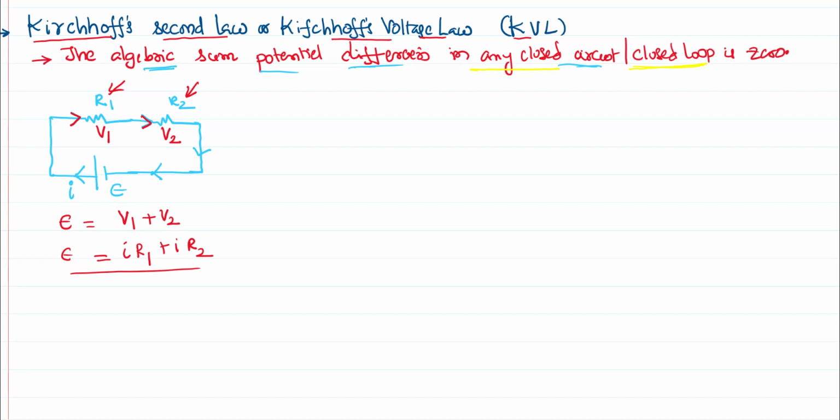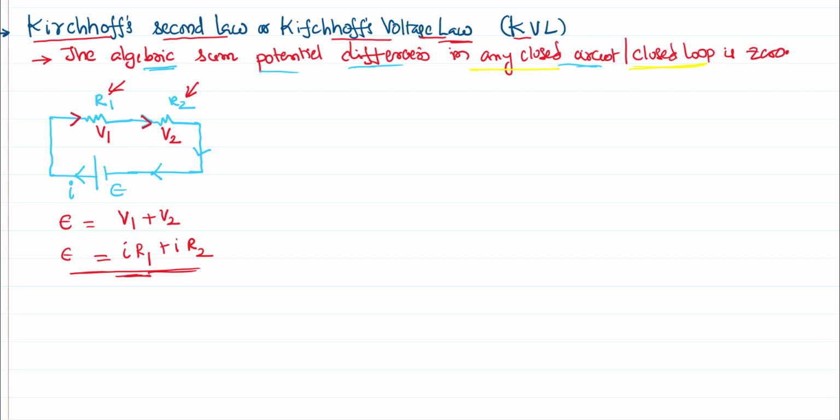But if the circuit is complicated, it becomes difficult to identify who is in series with what and how the current flow is happening. That's why there is a Kirchhoff voltage law. To say the same thing, like we have said E equals voltage 1 plus voltage 2, we have a law called voltage law, Kirchhoff's voltage law.